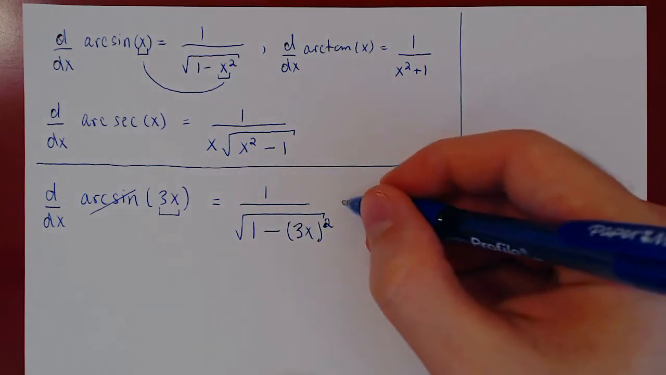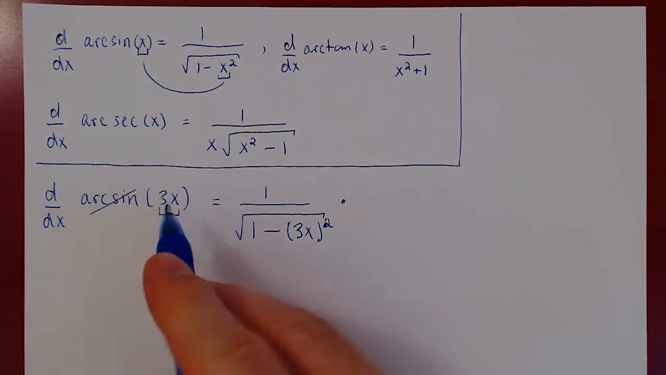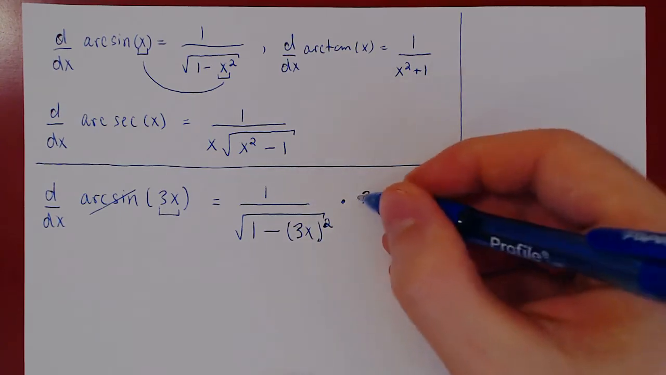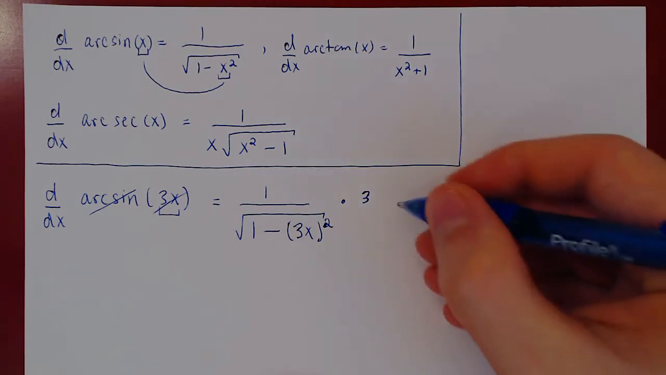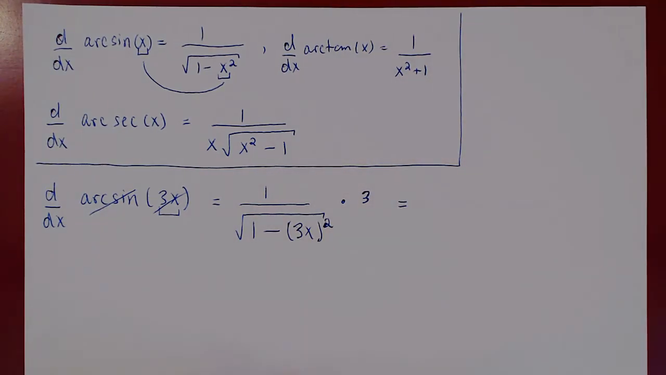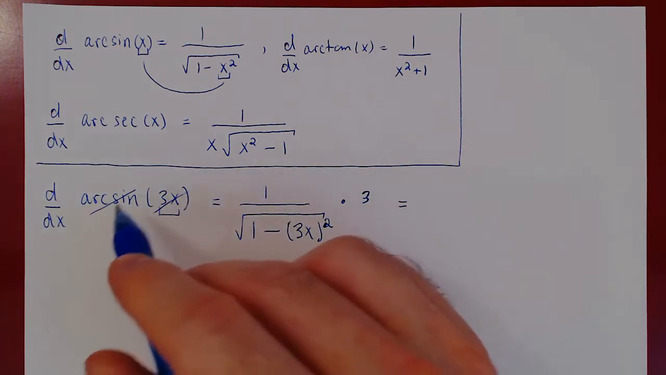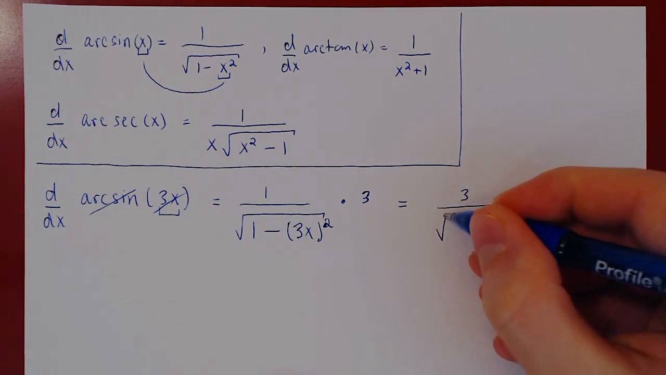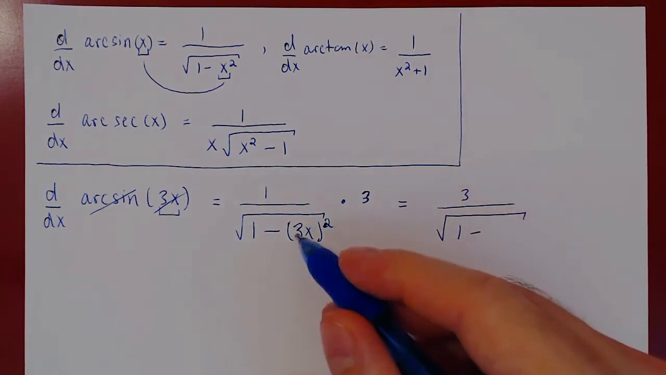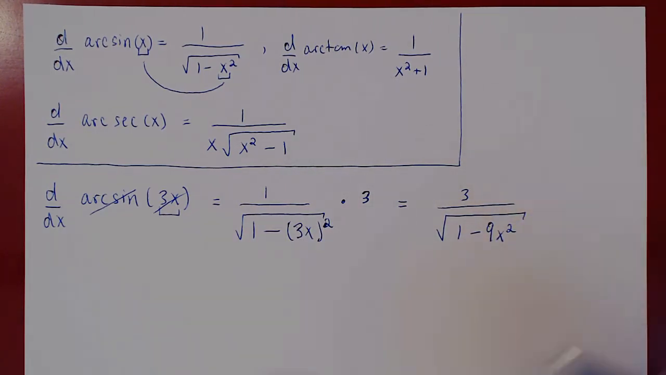But we're not done. We have to multiply what we have so far by the derivative of what's left over. What's left over is 3x. The derivative of that is 3. And now there is nothing left over, so we can rewrite this slightly in a simpler form, but the derivative is over. So we have 3 over the square root of 1 minus, and here you can square this, which will give you 9x squared. And that's the derivative of arcsine of 3x.